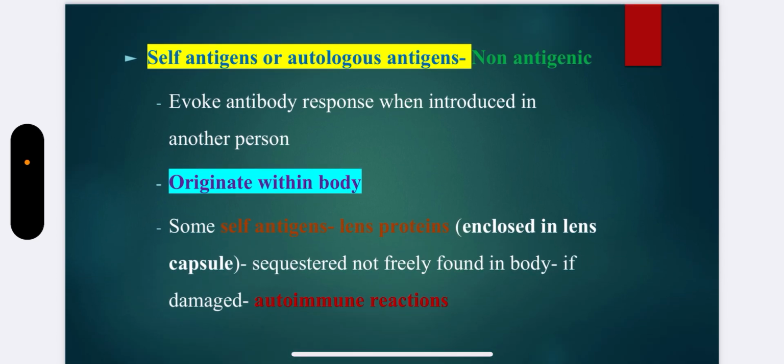Self-antigens are also called autologous antigens. These are normally non-antigenic. However, certain self-antigens are present in closed systems and are not accessible to the immune system of the body. Whenever there is damage to these organs, they get exposed. These are also called sequestered antigens, a form of self-antigens.